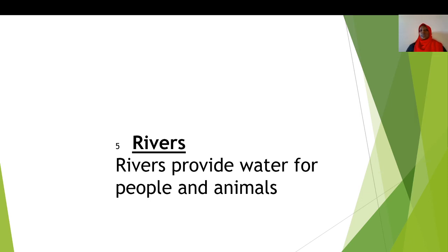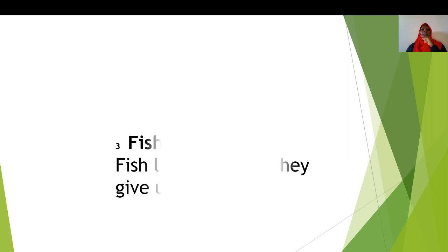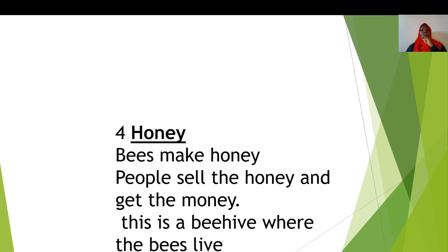So we have talked about the main resources in our district, and we have talked about the crops. We have said we have two types of crops, the cash crops and the food crops. We have talked about the animals, and we have said we have two types of animals, the domestic animals and the wild animals. Then number three, we have talked about the fish, number four, the honey, and number five, the rivers.